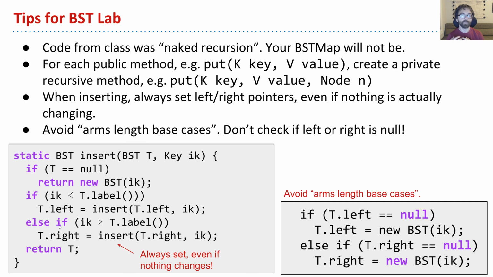And lastly, we want to avoid arm's length recursion, these arm's length base cases where you're looking over there to make sure that something's not null. Please don't do this. It makes your code uglier than it would be otherwise. And when you move to more complicated things than a basic binary search tree, this is just a super bad habit to be stuck with.